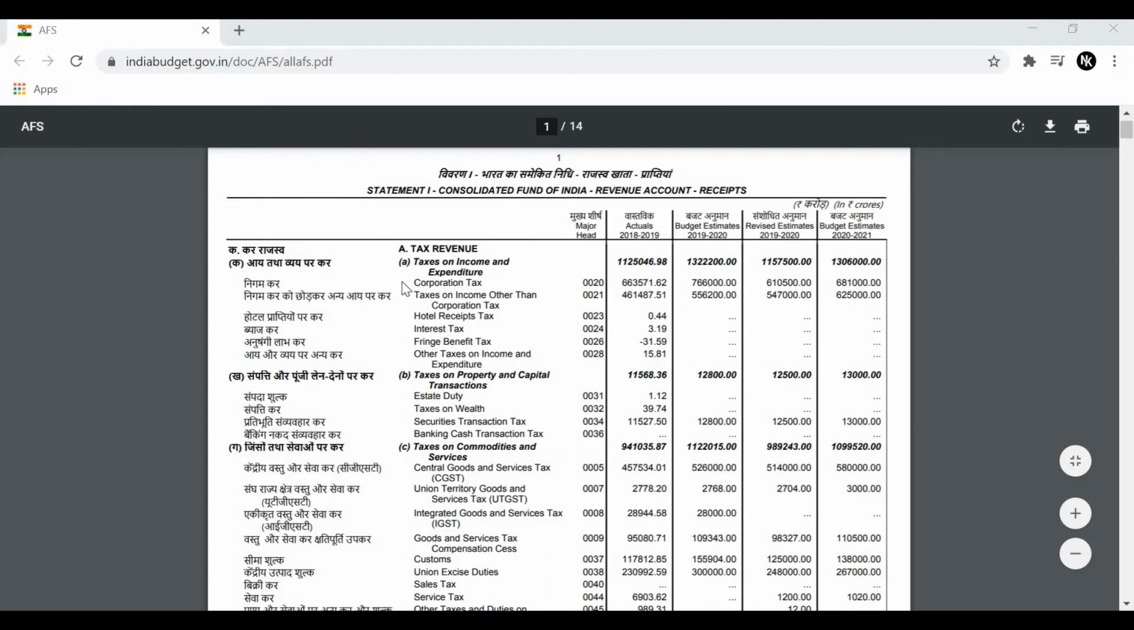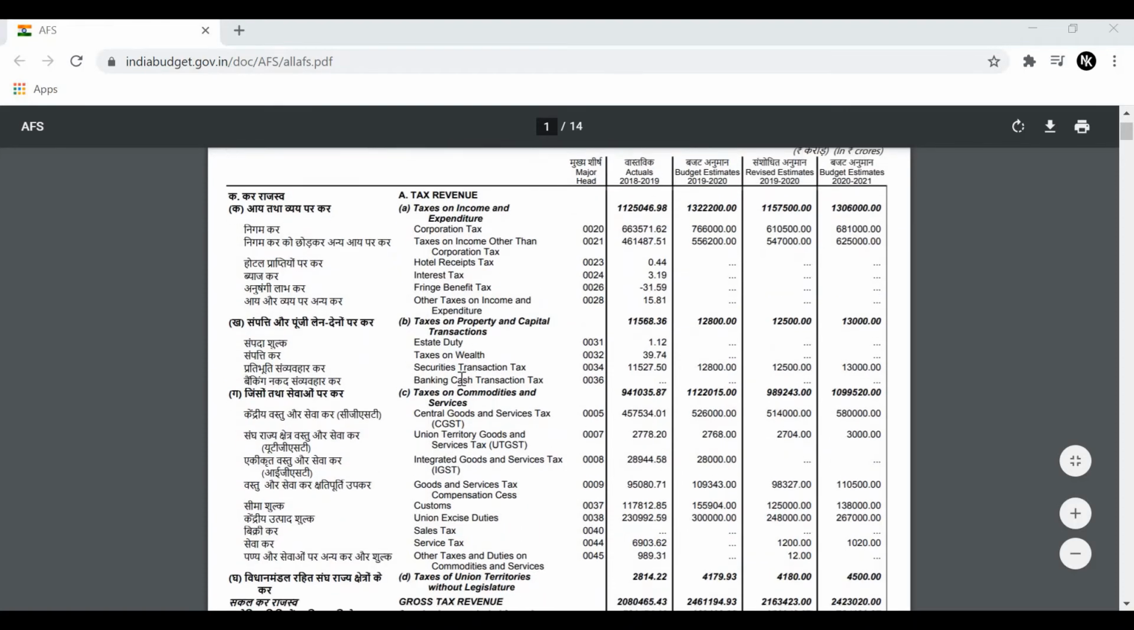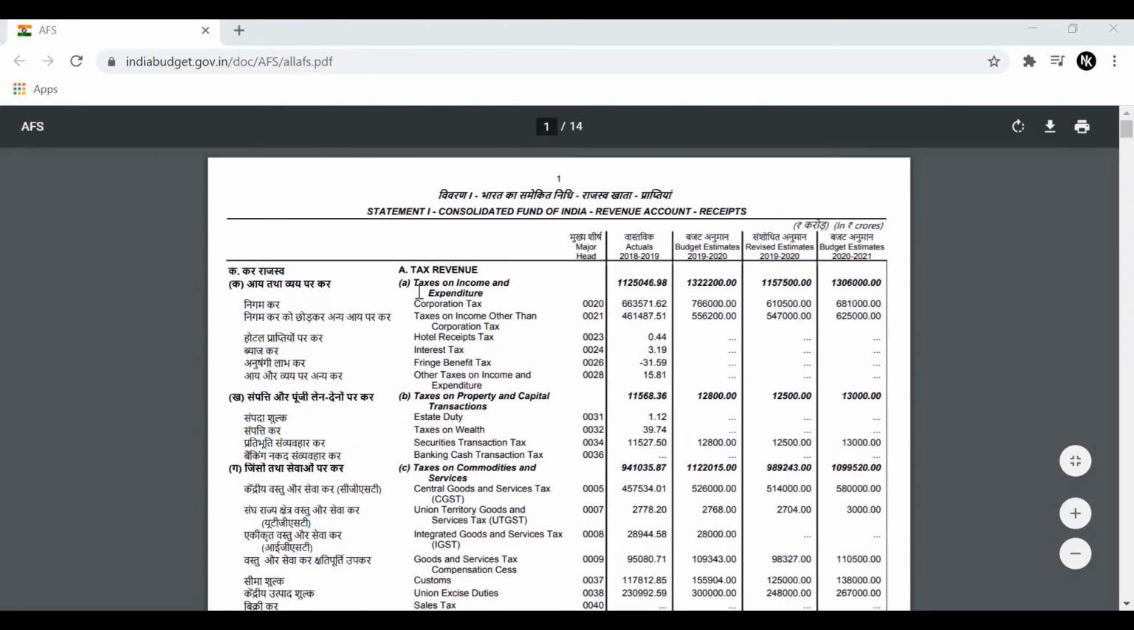So we're getting some tax revenue here. Corporation tax, tax on income, hotel receipts, interest tax, fringe benefit tax. Obviously, both you and I don't understand all of these terms, but we at least know the basic idea. So there's tax revenue, and it looks like the budget estimates are around 1,306,000 crores, whereas the actuals are only around 1,125,046. So there's a deficit here.